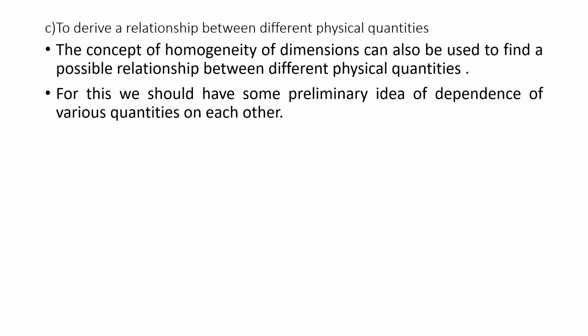With the help of the dimension formula, it is also possible to derive a relationship between different physical quantities. The concept of homogeneity of dimensions can be used to find a possible relationship between different physical quantities. But for this, it is required that we should have some preliminary idea about the dependence of various quantities on each other.